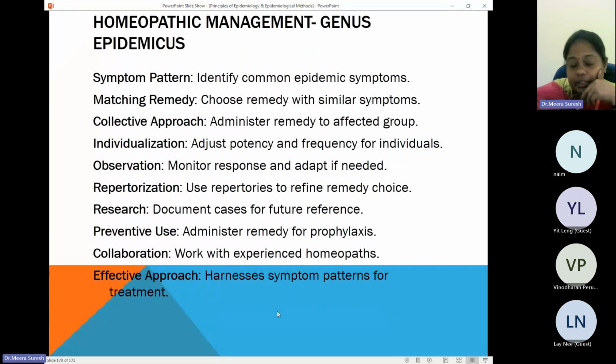Now, when we go to the homeopathic management, we follow along with the other, we follow the medicinal, that is the genus epidemicus. And I kept it over here, but can someone of you tell me what is genus epidemicus and how we do that?